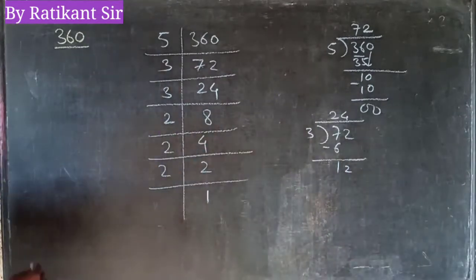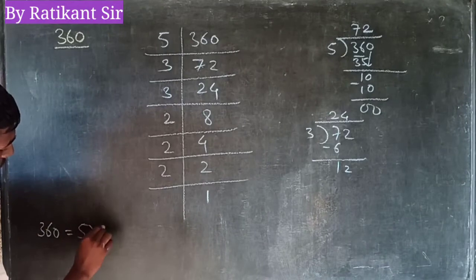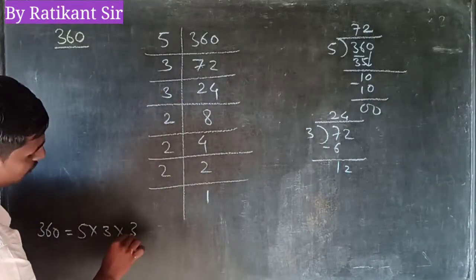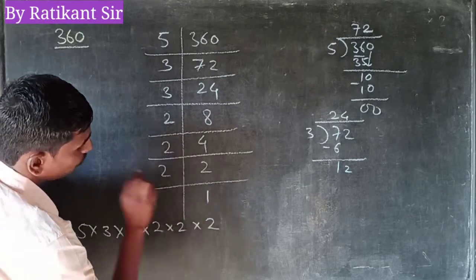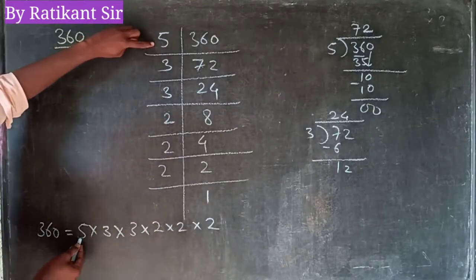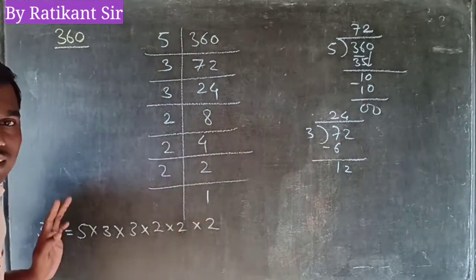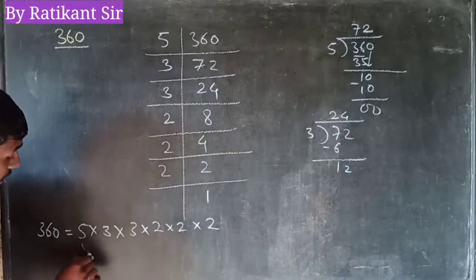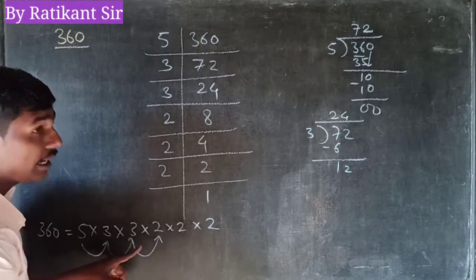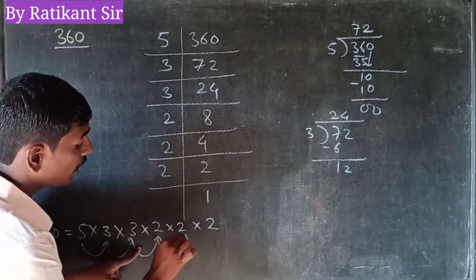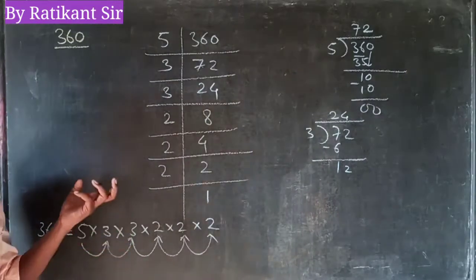The factors of 360: 360 is equal to 5 into 3 into 3 into 2 into 2 into 2. Now we are going to check 5, 3, 3, 2, 2, 2. 5 threes are 15, 15 threes are 45, 45 twos are 90, 90 twos are 180, 180 twos are 360. So the answer is correct.